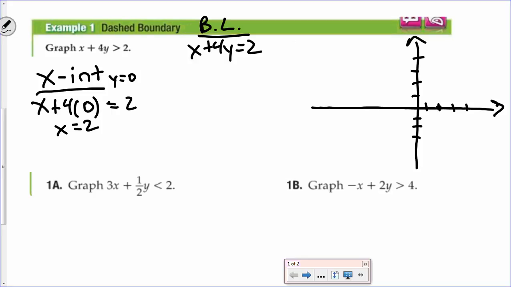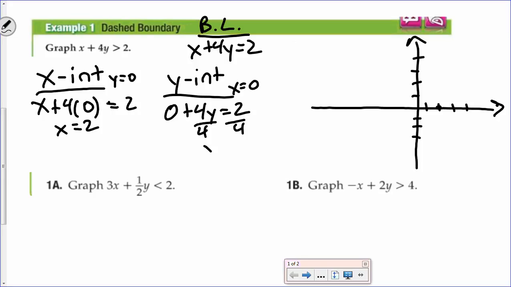Now let's find the y-intercept, because it's in standard form, it's a little easier to do that. This is when x equals 0, so substitute 0 for x, plus 4 times y equals 2. This gives us y equals 1/2. So it gives us the point 0, 1/2, right about there. We connect the 2 points to make our boundary line.